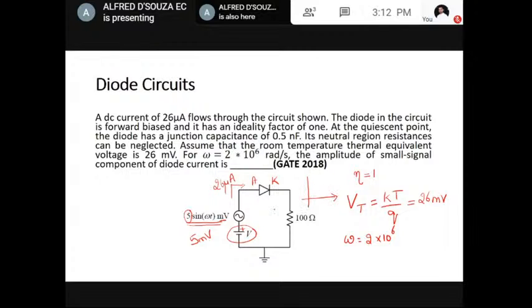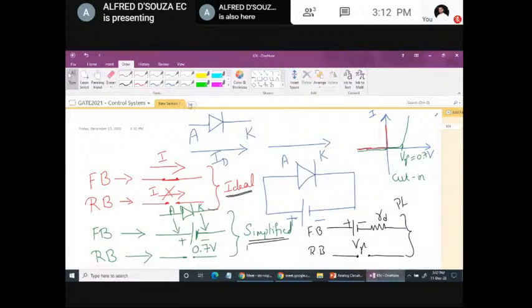Already, because of the DC voltage, 26 microampere is flowing. Because of this AC voltage, there will be a small AC current also flowing. So we are asked to find the amplitude of this small current that is flowing. The frequency is also given, 2 into 10 power 6 radians per second. So let's solve this.